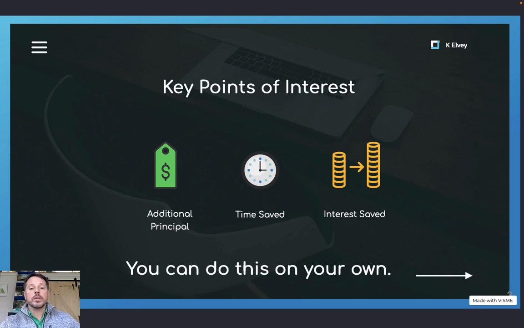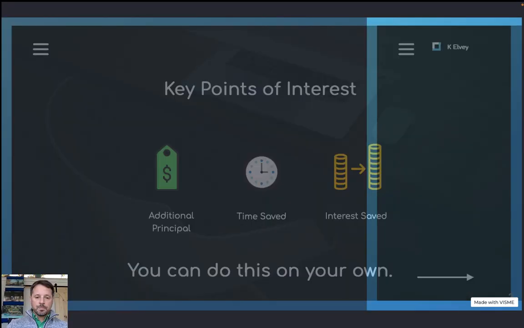Today's key points of interest are in particular how you can use additional principal, meaning money that you have in your finances, in your budget, whatever it may be. You put it against the loan. By doing this, you will save time on the loan, and you also save a significant amount of money when it comes to interest that you're not paying back to the lender because you're keeping that money in your pocket. Again, you're going to be able to do this on your own using your numbers, but we're going to walk you through some basic numbers right now.